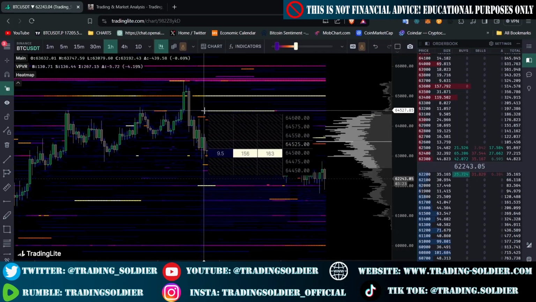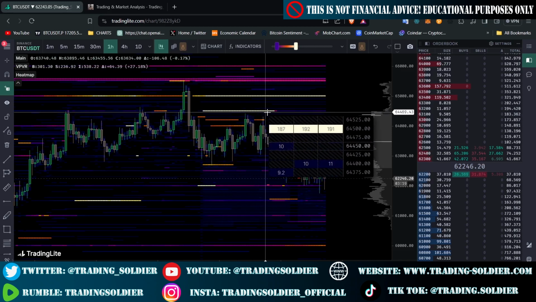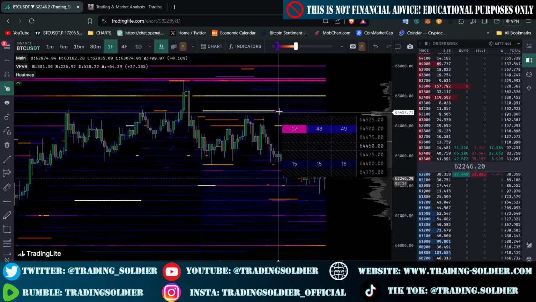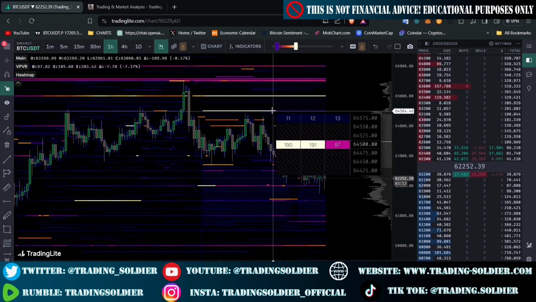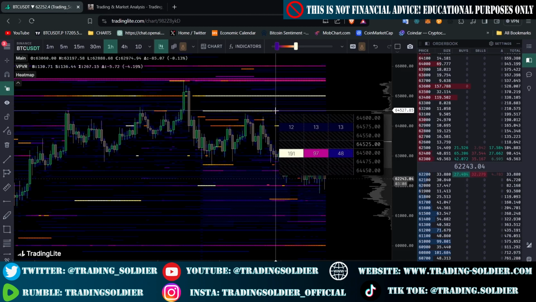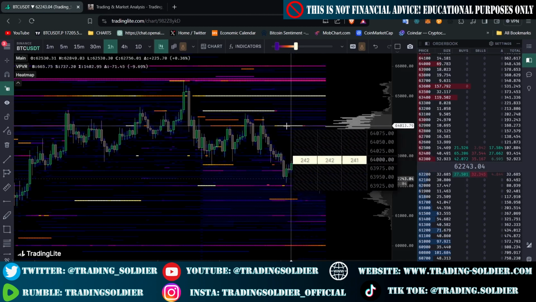Yesterday, we had a 170 Bitcoin order waiting here, but when the price was approaching this area, the order was removed. Okay, you can see that here we had the order, and then it switched to 191 to 97, and then disappeared. And then they changed the order to this area.